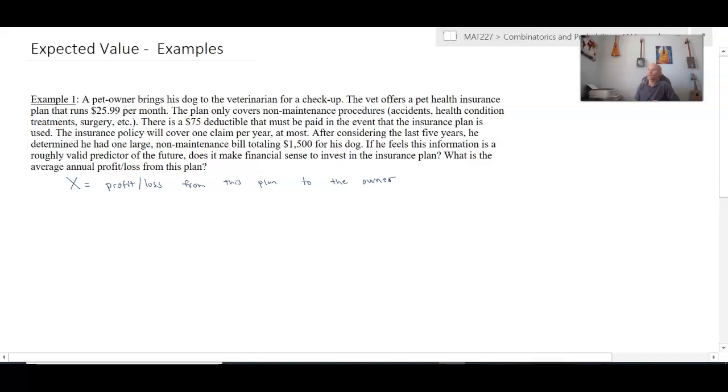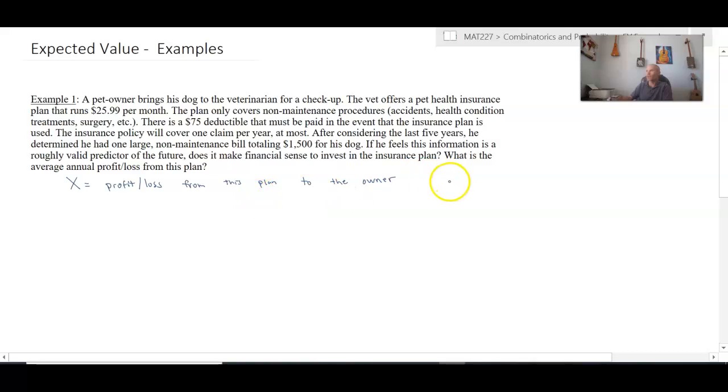This is going to be different than what it is for the company, because the company is going to experience a series of varying bills, but we're assuming, based upon this person's last 5-year experience, that he'll only have one $1,500 expense. Now, will that be true? Probably not, but we have data, and from that data we want to try and make a decision. So what are the possible outcomes? With an insurance policy like this, there's really only two possible outcomes. He files a claim for his dog, or he doesn't file a claim for his dog.